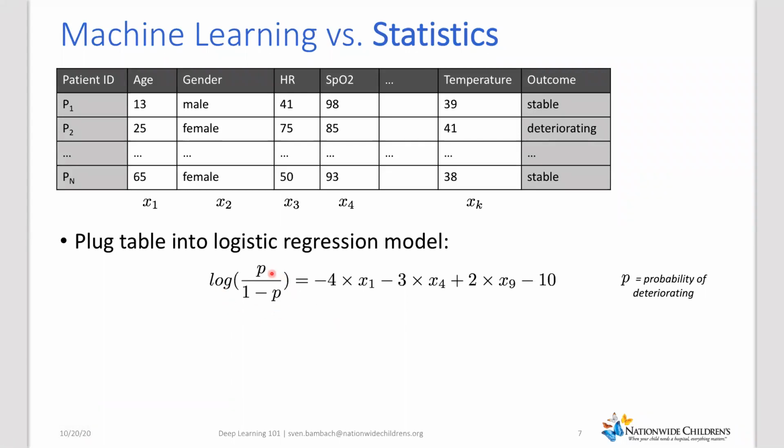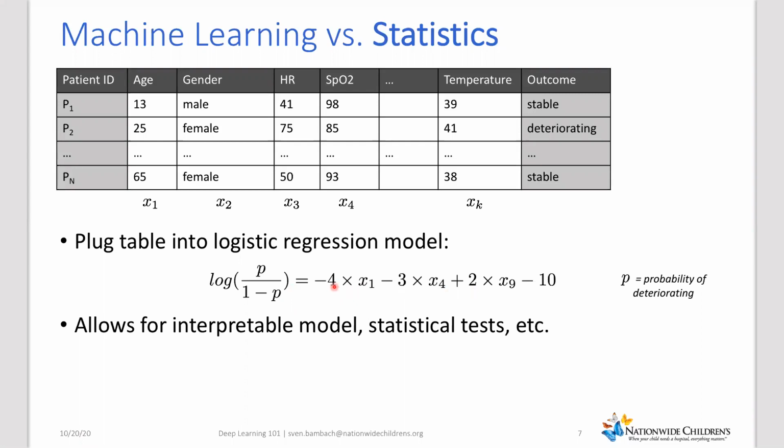So the log odds of a patient deteriorating is really just a weighted sum of these variables that we have in our table. That's essentially what you're doing, right? And then you fit the model, you solve it for P, and you get a nice, interpretable, clean statistical model. And it's very nice, right? Because it tells you, for instance, that X1 is in the model, X1 is the patient age, it has a negative coefficient. So apparently, as the patient ages, the probability of deteriorating goes down. I don't know if this makes sense because I just made up these numbers, but this is what you get. It's nice, it's interpretable, you can do statistical tests, you can understand this model.